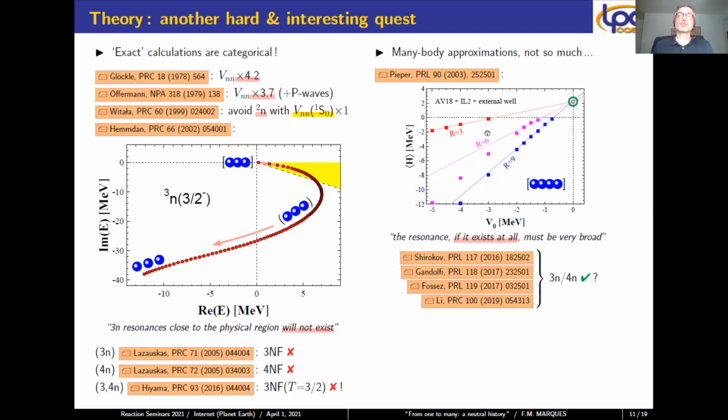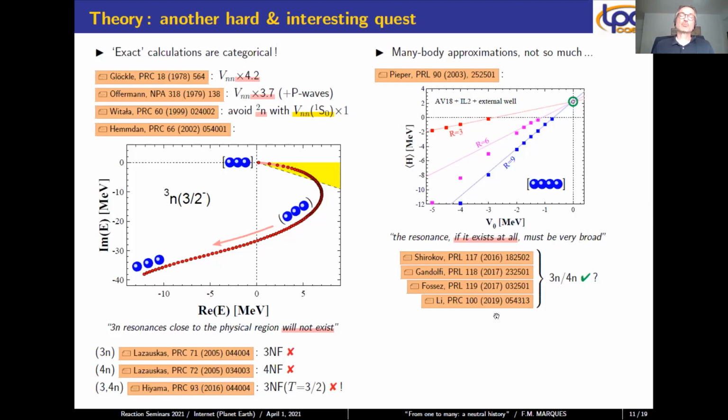I want it for different sizes of the trap. And then he extrapolated all of them, and he said, well, when I remove the trap, for a trap depth of 0, all the extrapolations cross at about 2 MeV. So he suggested that maybe we could have a 2 MeV 4-neutron resonance, but he was very cautious about it. He said if it exists at all, it must be very broad.